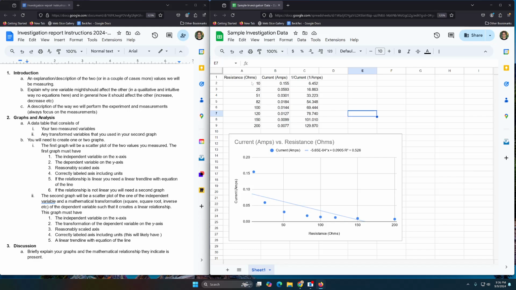I want to graph resistance versus current 1 amps. So I can highlight those two columns. The way I did that is I actually used Control instead of Shift. If you hold Shift, or if you just drag it, it selects everything. But for Control, I drag, click this, then hold Control and drag and do this.